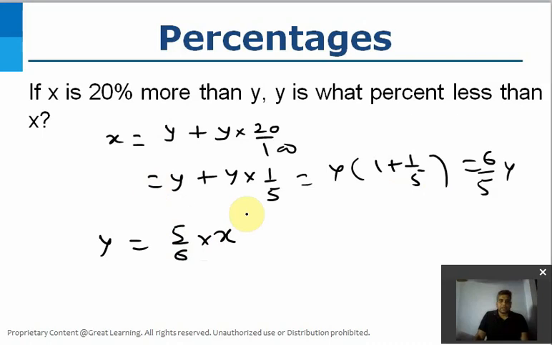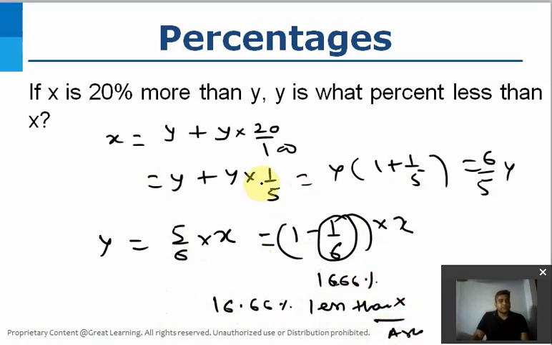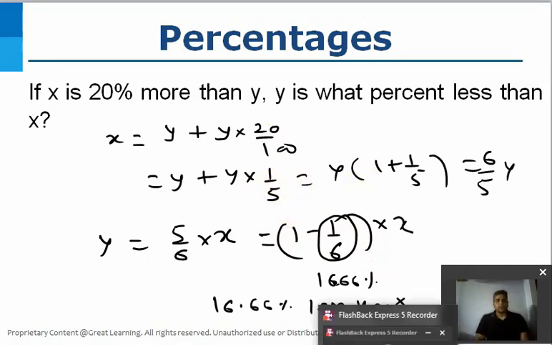Just cross multiplying. Now 5 by 6 can be written as 1 minus 1 by 6, into x, and I know 1 by 6 is nothing but 16.66%, as we have seen in the earlier example. So my y is 16.66% less than x, and this is our answer. So just being comfortable with certain fractions, you will be able to get your answer faster. I am able to get my answer faster because I know 1 by 6 is 16.66%. I also know 20% is 1 by 5, and I can use that also. That is how we approach the questions in a very easy way.